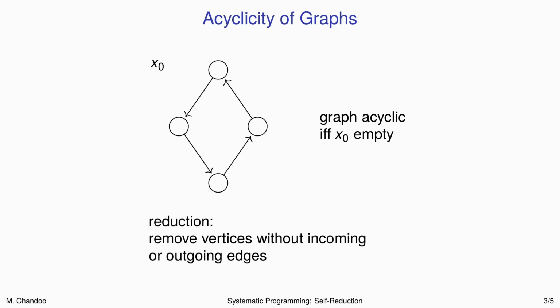If we implement this, we get a linear time algorithm to check whether a graph is acyclic, and it even tells us what vertices are part of a cycle if there exists one.